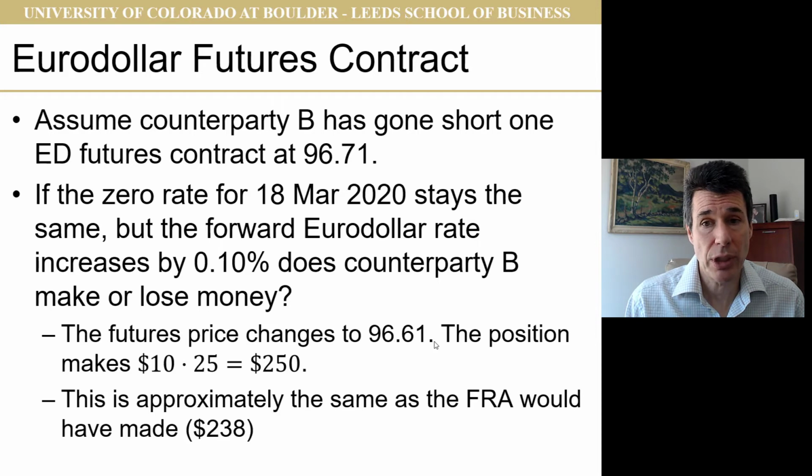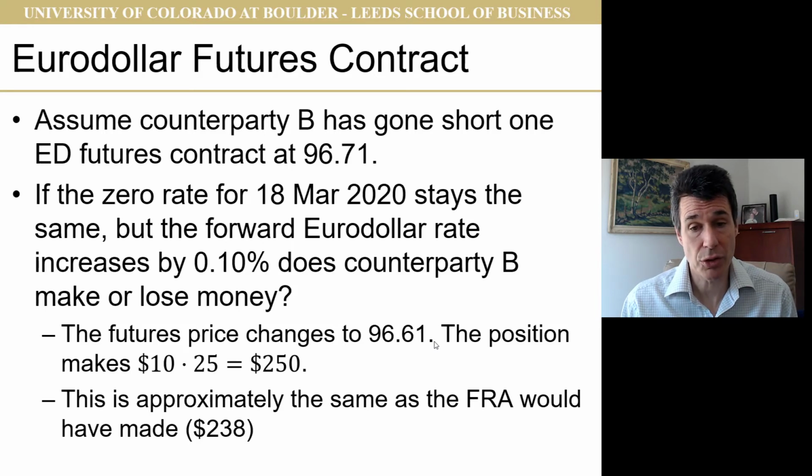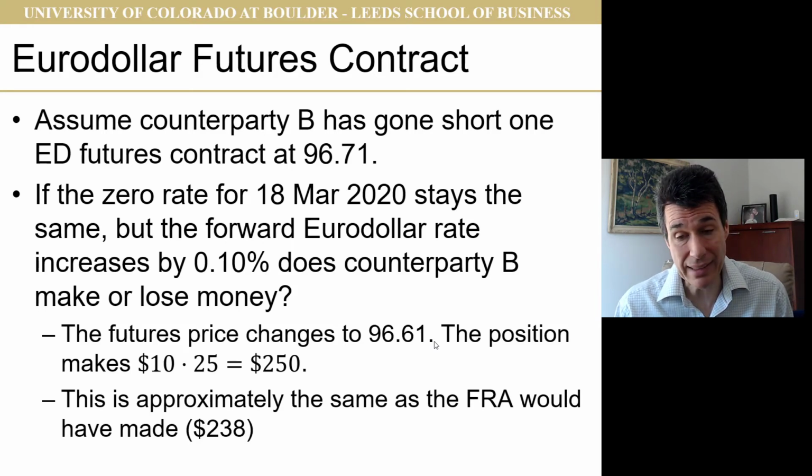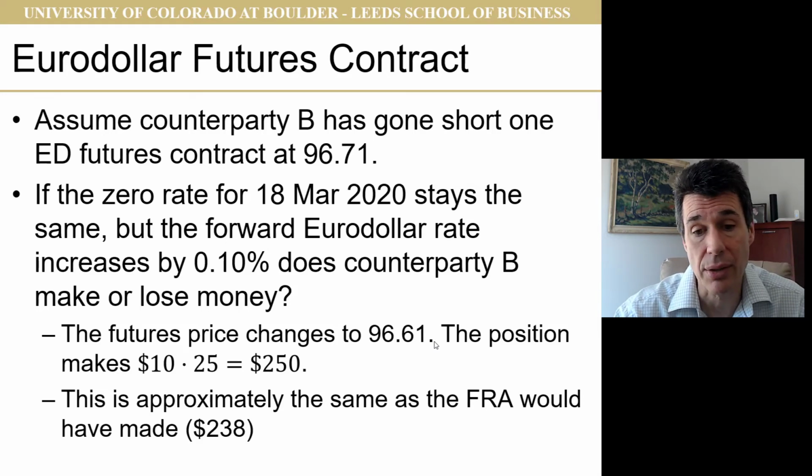Now, assume they went short one contract at 96.71. If the zero rate for 18th March stays the same, but the forward Eurodollar rate increases by 10 basis points, counterparty B makes money in their futures, right? The futures price goes from 96.71 to 96.61, goes down, and they make 10 times 25 or $250, which is about the same as they would have if they'd entered the FRA. So the point is that the Eurodollar contract makes or loses money when the rates change, when that forward rate changes.